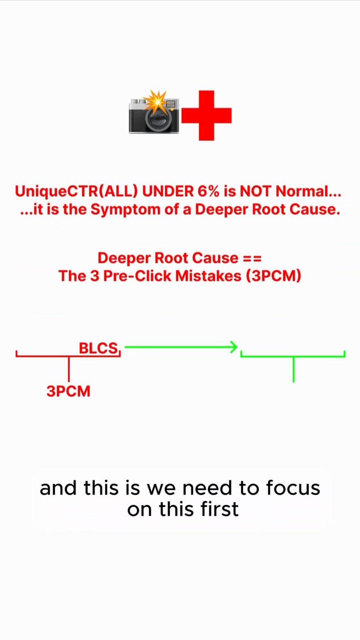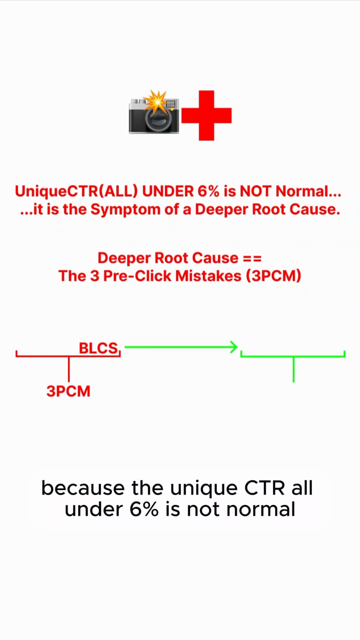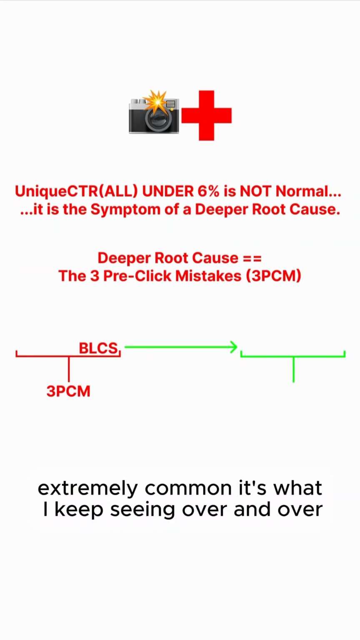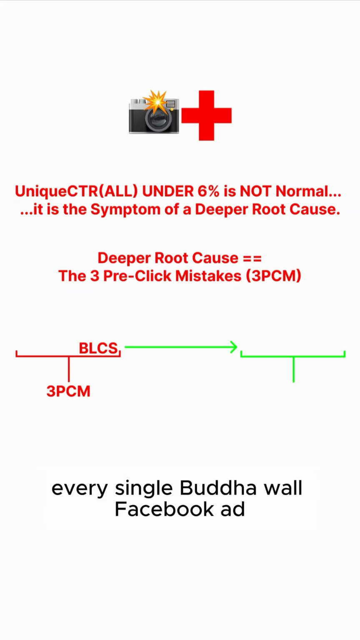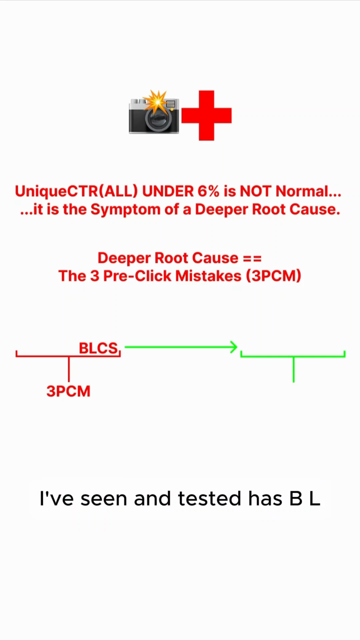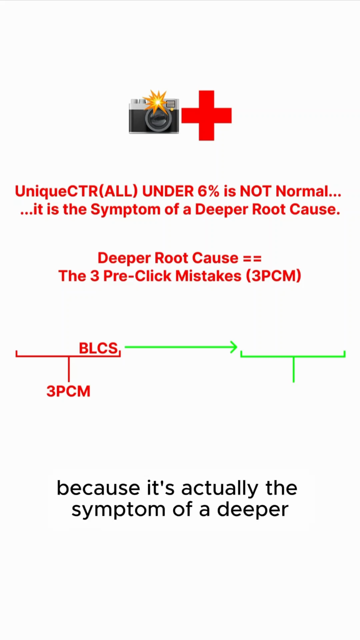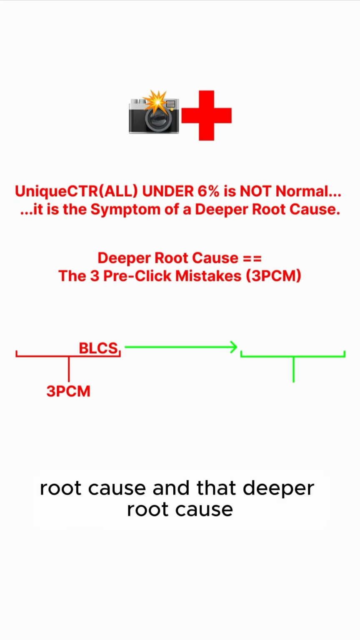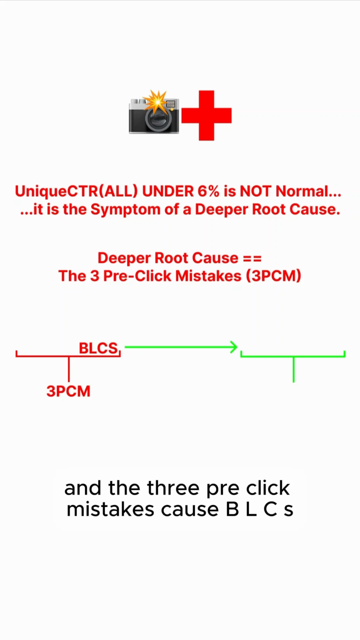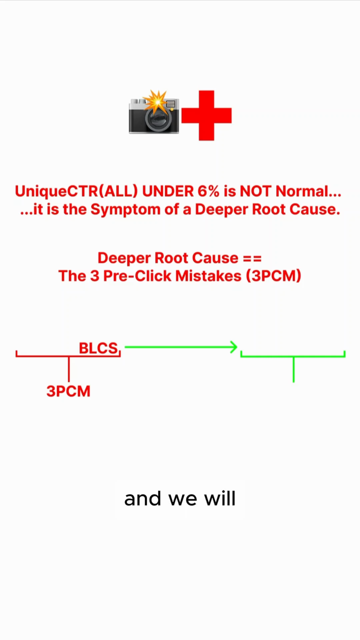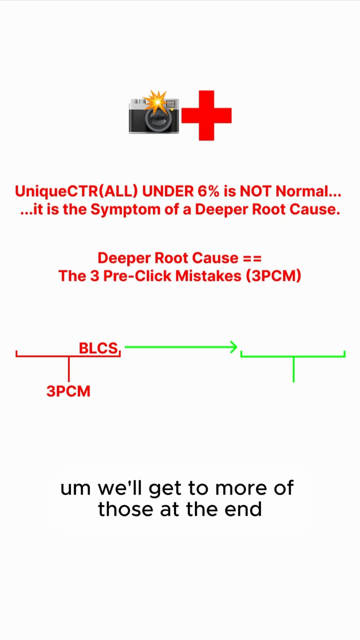We need to focus on this first because a unique CTR under 6% is not normal. It's extremely common, and it's what I keep seeing over and over again. Every single Boudoir Facebook ad I've seen and tested has BLCS, unique CTR under 6%. And it's a problem because it's actually the symptom of a deeper root cause. That deeper root cause is the 3 pre-click mistakes. The 3 pre-click mistakes cause BLCS, and we'll get to more of those at the end.